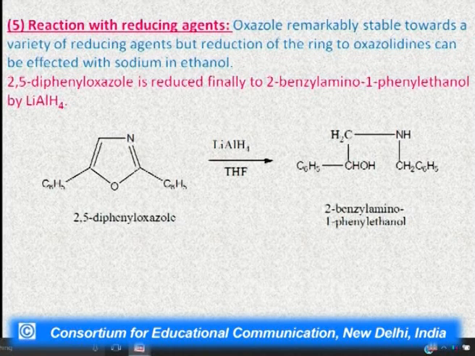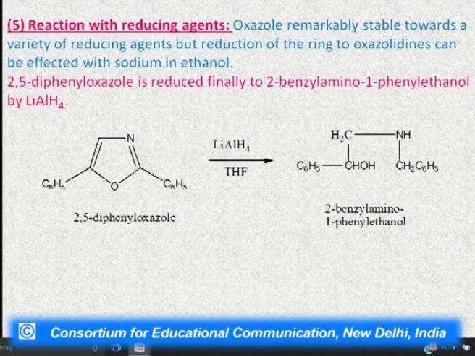Oxazole also reacts with reducing agents. Oxazole is remarkably stable towards a variety of reducing agents, but on reduction of the ring we will get the oxazolidine with sodium in ethanol. 2,5-Diphenyl oxazole on reaction with lithium aluminium hydride in THF, tetrahydrofuran, will give us 2-benzylamino-1-phenyl ethanol. Here also the ring has been cleaved and we will get a long chain product.